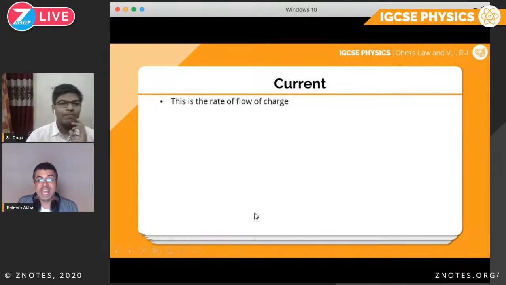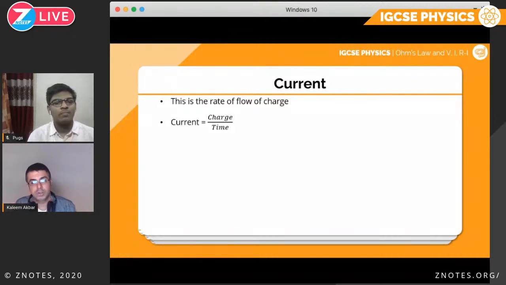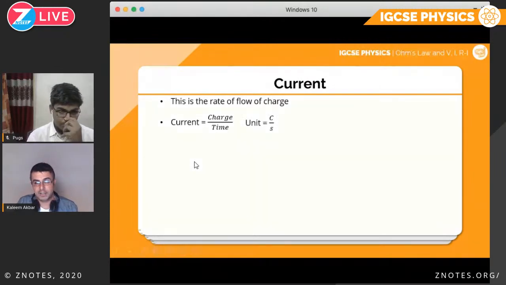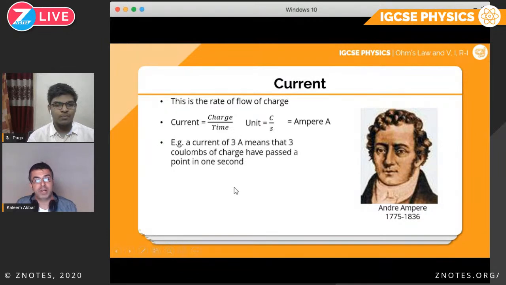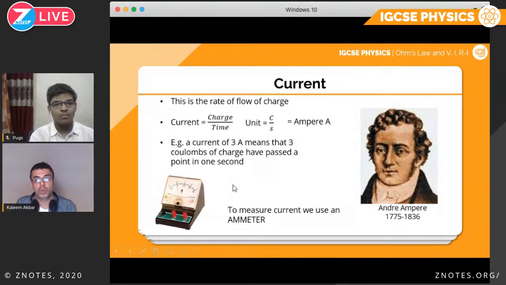So current is the rate of flow of charge. You could say rate of flow of electrons, but I urge you, it's better not to. Shortly, you'll find out why. I equals Q divided by T. The unit is coulomb per second, better known as the ampere, named after André Ampère. So for example, like I said, a current of 3 amps means 3 coulombs of charge pass by a point in 1 second. How do we measure current? We measure it using an ammeter.